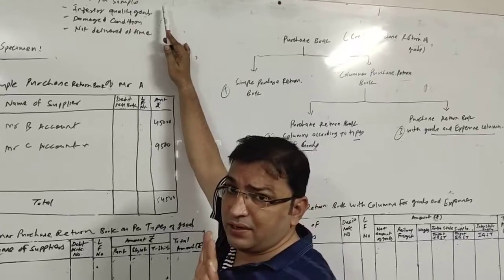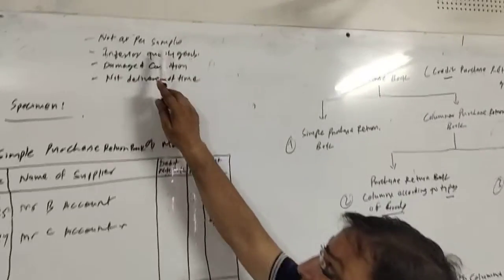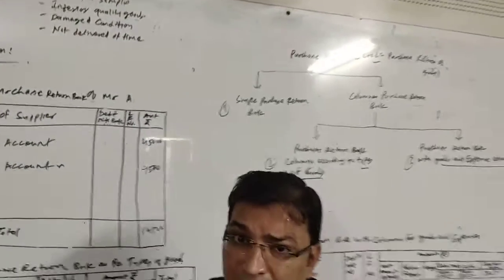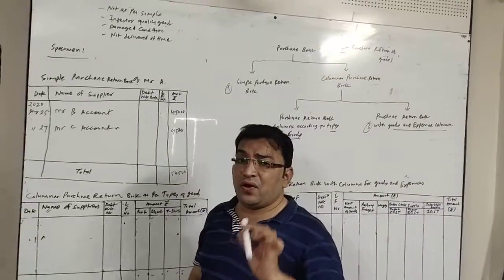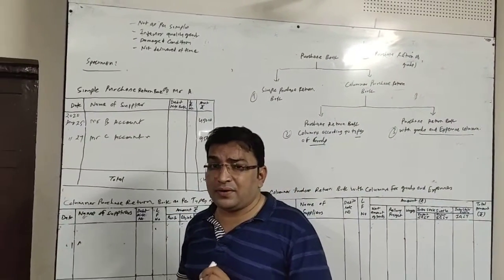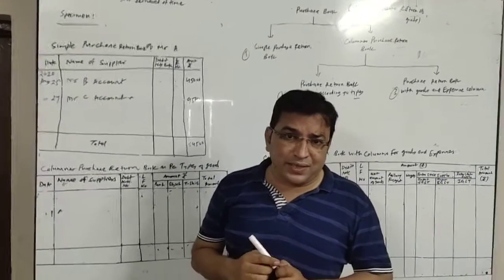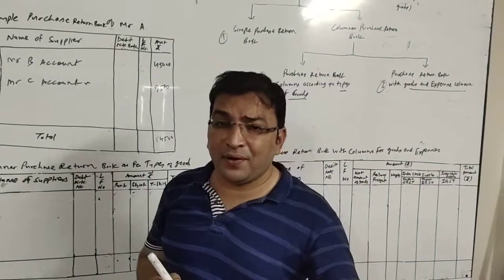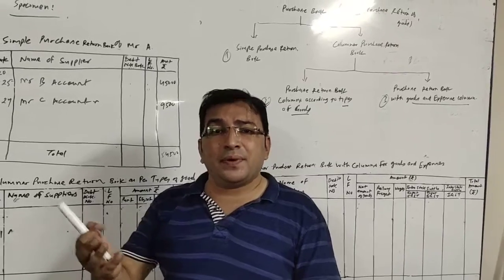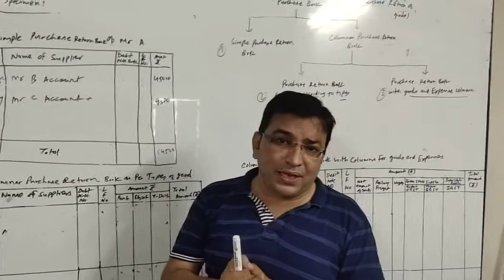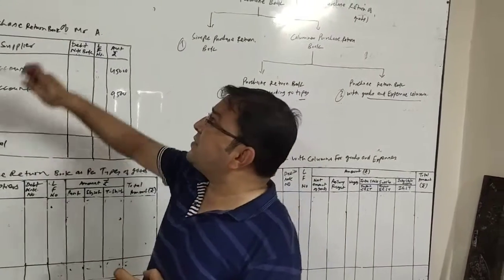then we may return it, right? What could be another? Inferior quality goods. If the quality of goods is not as per the required quality, then we may return goods to our supplier. We have ordered some different quality and they have sent goods of some different quality, then that can be the reason we will return goods to the supplier.